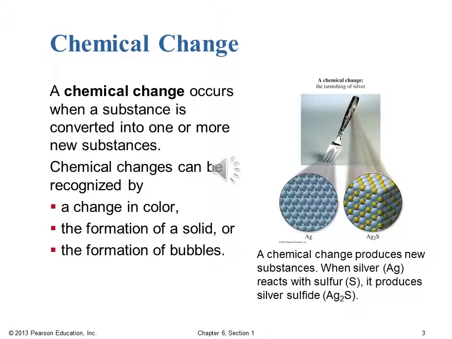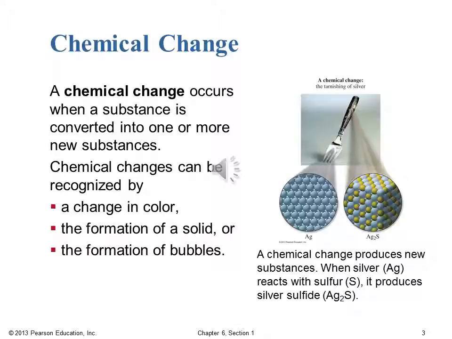Let's just take a moment here and review a chemical change. We talked about chemical changes and physical changes and chemical properties and physical properties back a little while ago. And so as a reminder, a chemical change occurs when a substance is converted into one or more new substances. So we're at the most fundamental level of atoms and molecules. We're rearranging matter and getting something new and different in a chemical change.